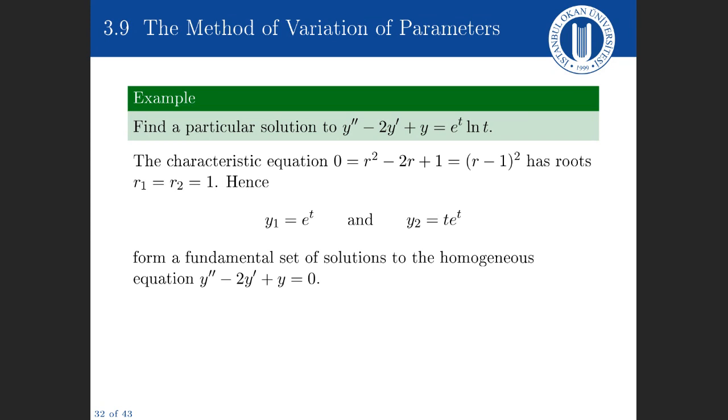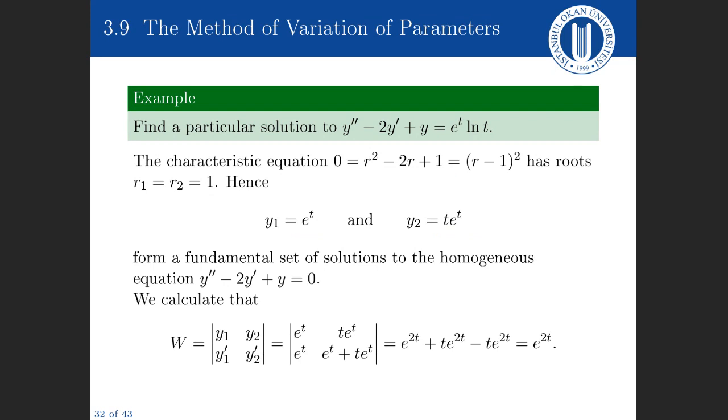First, we need a fundamental set of solutions to the homogeneous equation. We know how to do this. We start with the characteristic equation, we find the roots, and then we find that the functions that we want are e to the power t and t e to the power t. We also need the Wronskian of these two functions. The Wronskian is the determinant of the 2x2 matrix y1, y2, y1 prime, y2 prime. Put in e to the power t, t e to the power t, derivative of e to the power t is e to the power t, derivative of t e to the power t is e to the power t plus t e to the power t.